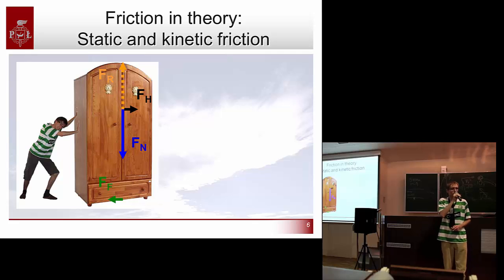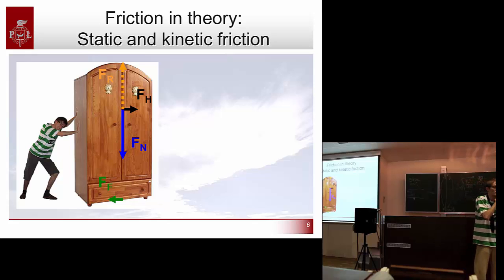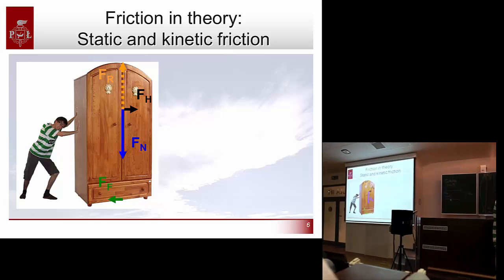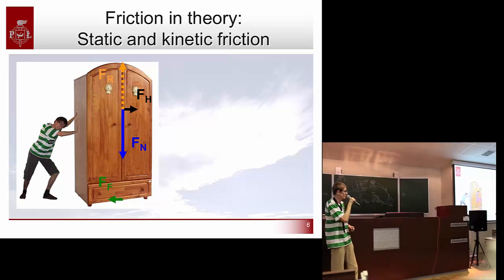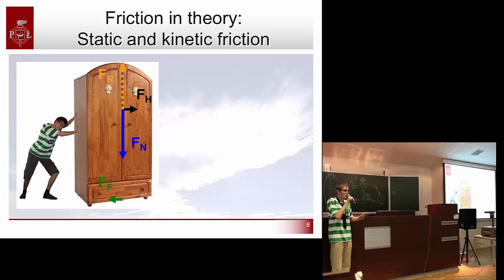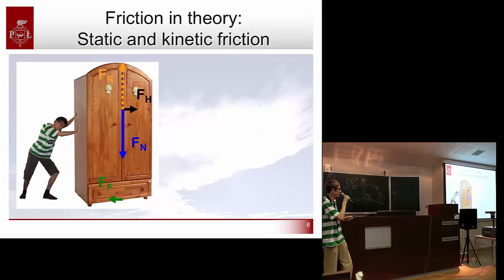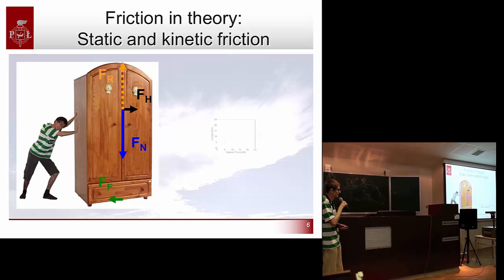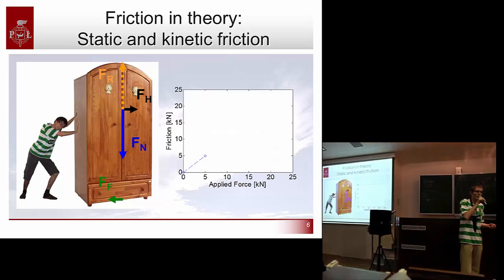The picture shows Hamish and the wardrobe. Hamish will demonstrate to you how to understand friction. So let's suppose Hamish wants to move the wardrobe. So he applies a terrible force of 5 kilonewtons to push the wardrobe. And the wardrobe what? And the wardrobe nothing. It's incredible, but it's true.